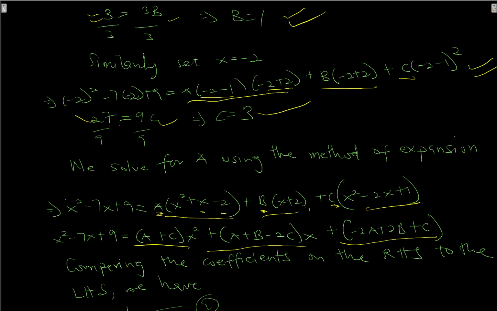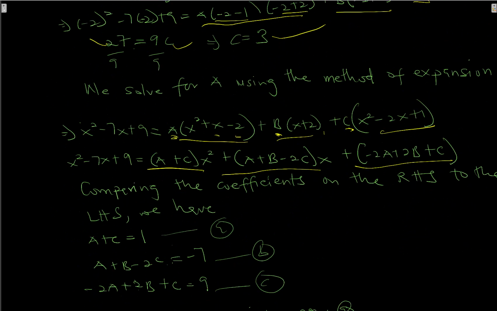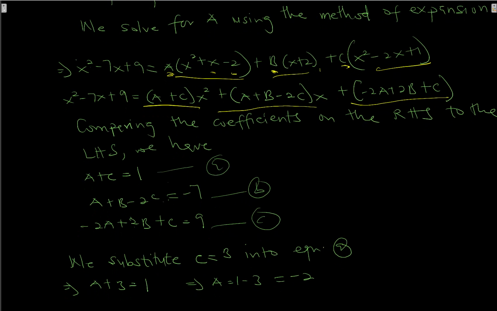Since the left hand side is equal to the right hand side, it means that their coefficients are also equal, and therefore a plus c, which is the coefficient of x squared, is the same as the coefficient of x squared on the left hand side, which is what? 1. So we obtain equation a. The same thing applies to this. The coefficient of x on the right hand side, since they are equal, means that a plus b minus 2c should be equal to what? -7, and the constant term should also be equal to what?